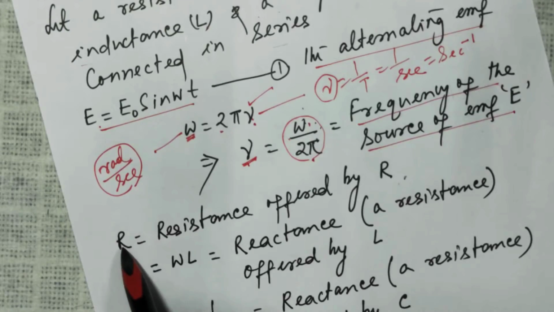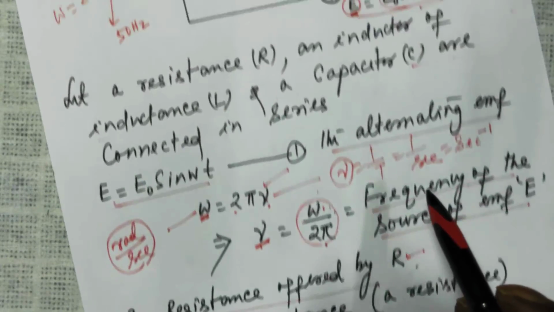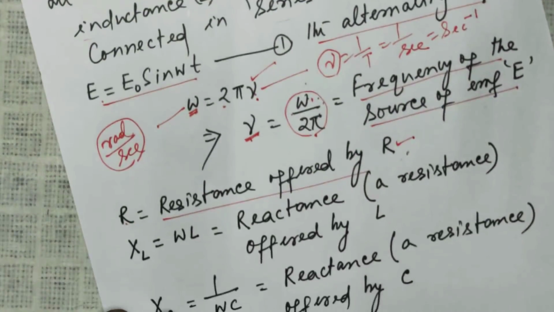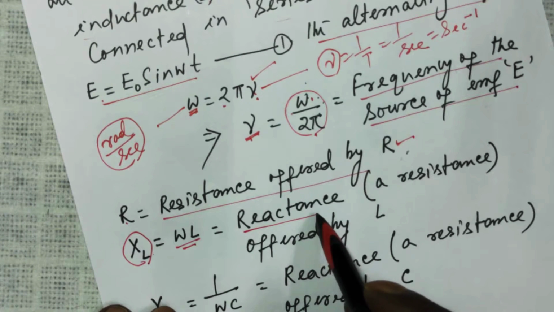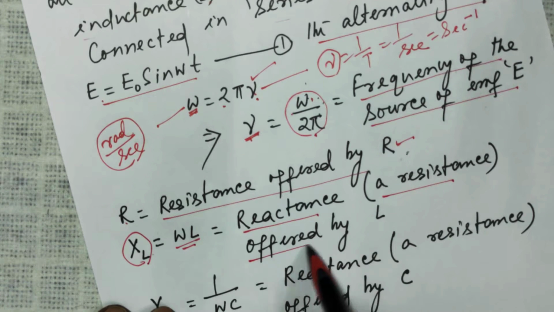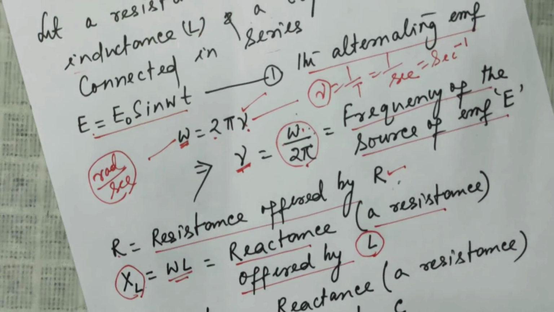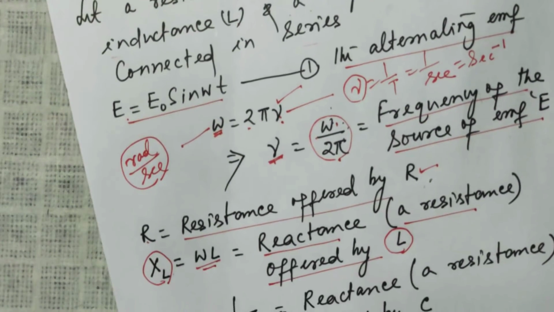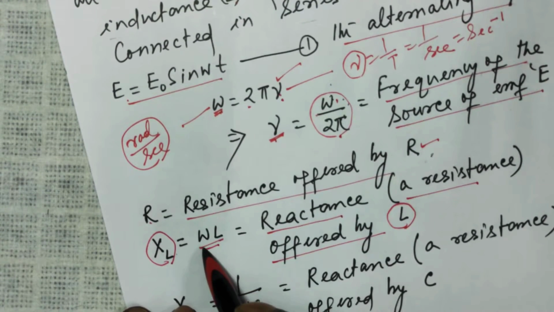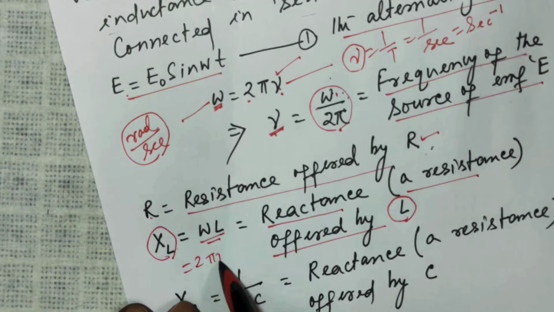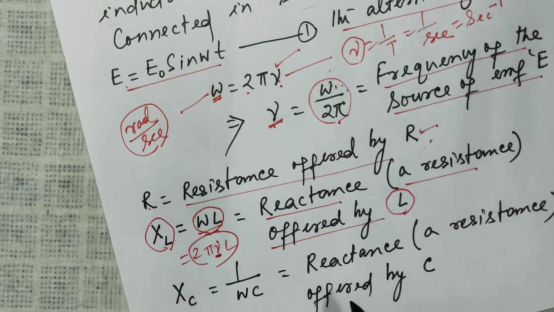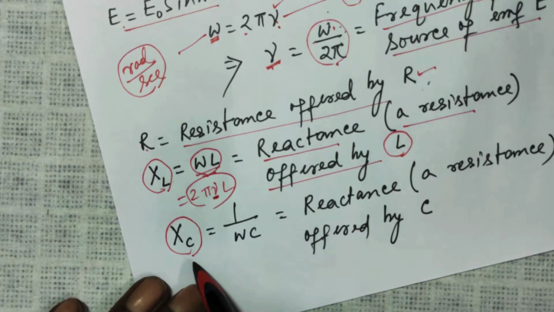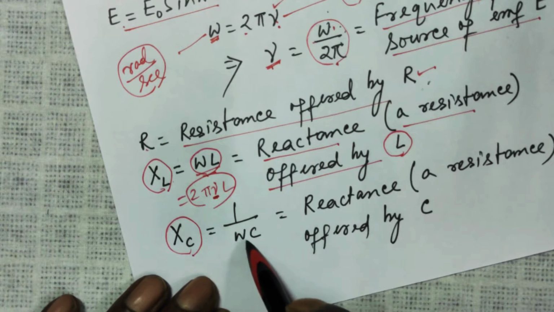So R is the resistance offered by the resistor. XL, which was equal to omega L, was a reactance. It is also a resistance offered by an inductor when connected with an AC. Because if you write this as 2 pi nu L, a DC source does not have nu. So for a DC source, this part is 0. And then XC, the resistance offered by the capacitor, was derived as 1 by omega C.